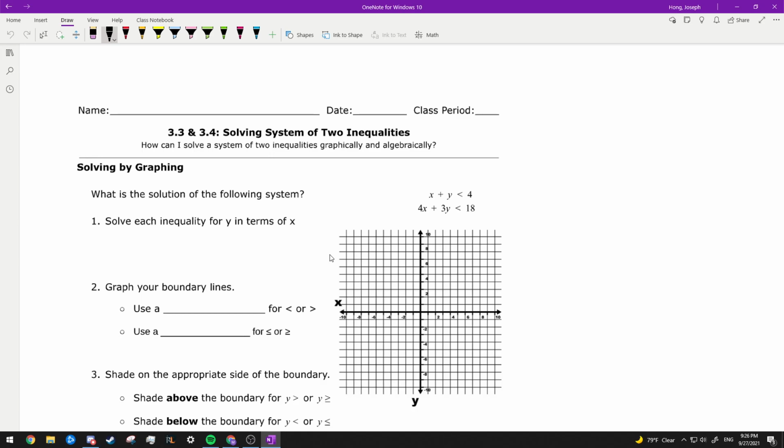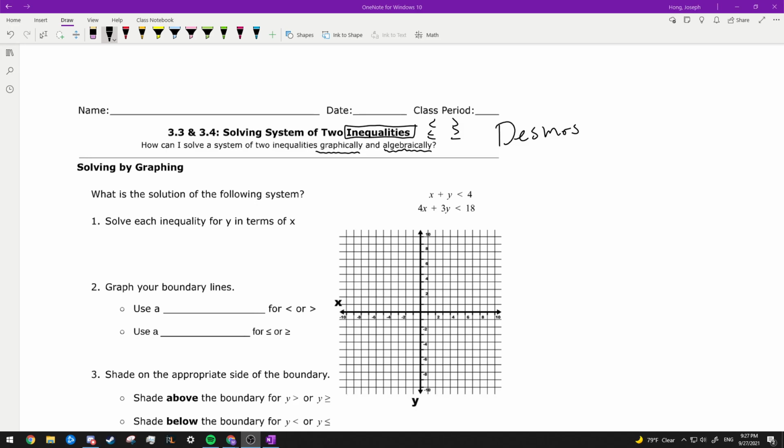So 3.3, 3.4, we're going to be talking about the same exact thing that we learned from 3.1 and 3.2, which is solving. But instead of equations, we're going to be using inequalities. So what that really looks like is these inequality signs instead of equal signs. It's pretty much the same thing, but instead we're using these inequalities. We're going to do it graphically and algebraically, and we're going to be using a lot of Desmos, and that's okay.